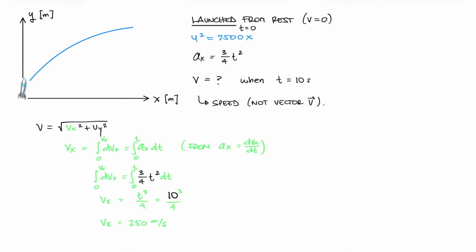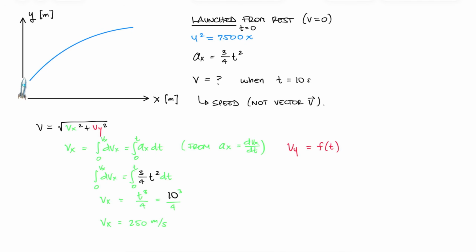Now for v_y, we can do what we did in the previous problem, which is differentiate the path equation to get a v_y term, or we can try to find an equation for v_y in terms of time, so that all we have to do there is substitute t for 10 seconds. Let's do the latter to practice different methods.